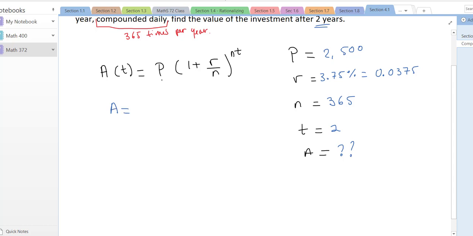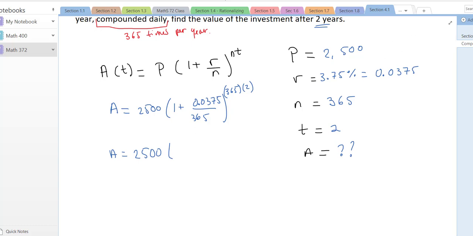So A is going to be P, so 2500. I guess I don't need the comma. So 2500 times 1 plus 0.0375 divided by 365 to the nt. So 365 times 2. So this looks a little bit messy. So 2500 and what's 0.0375 divided by 365? Let's find that real quick.